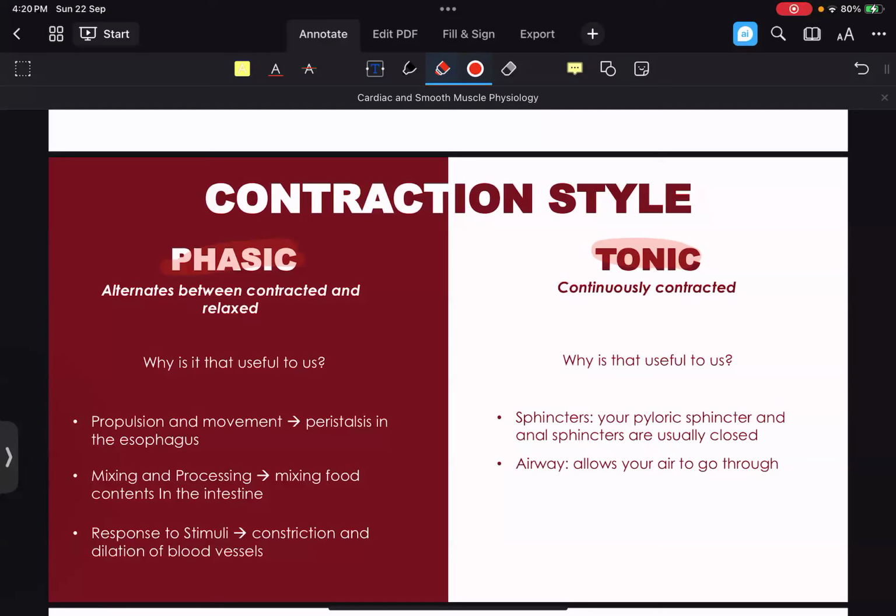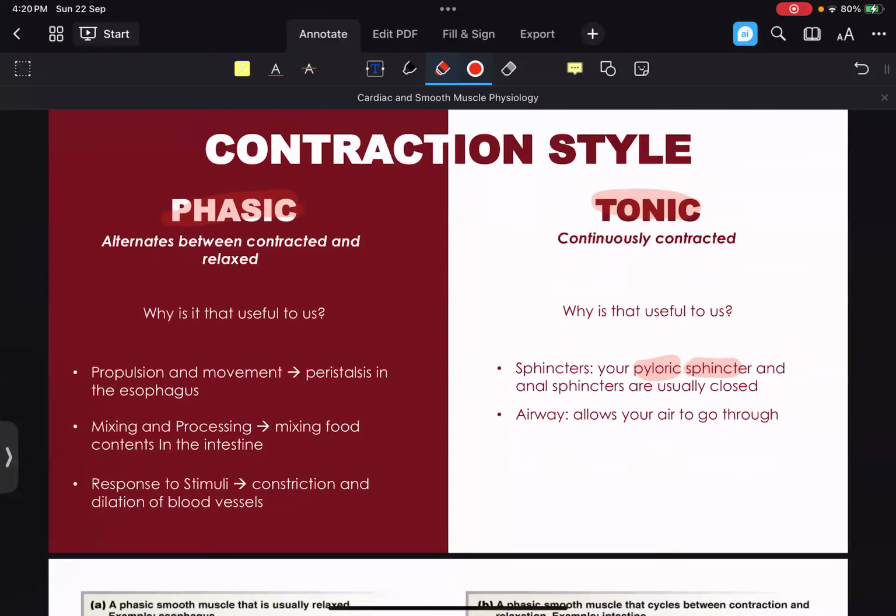And then what about tonic contractions? Why do we have them in our body? Tonic contractions are usually found in sphincters. So you have something above your stomach called the pyloric sphincter, which sits between your esophagus and your stomach. And it's always closed unless you're trying to pass food down to the stomach. Why is it always closed? Because if it was open, or weakly closed, you're going to have the acid go back up through your esophagus. That's kind of what happens with the disease GERD, if you've ever heard of it. So once again, smooth muscles can either contract phasically, like in the esophagus and the intestine, or tonically, which means they're always contracted, such as with your pyloric sphincter.